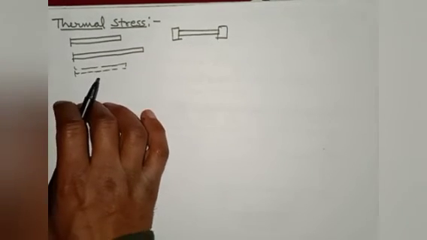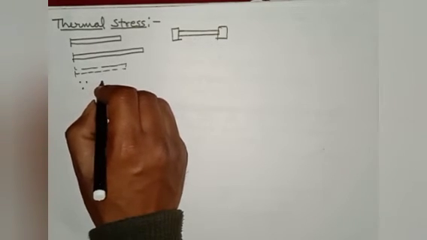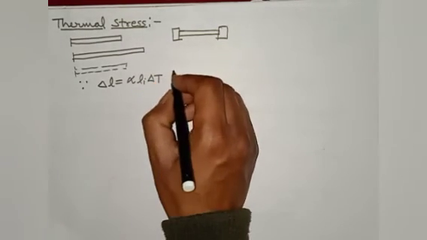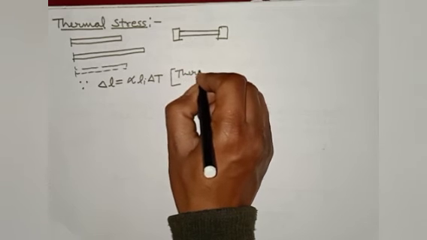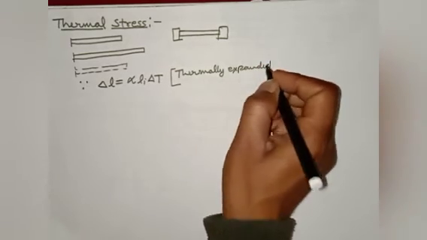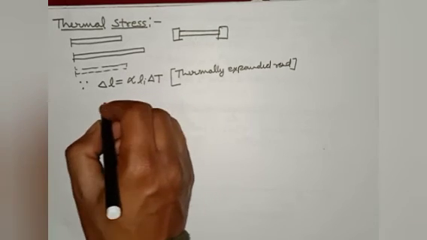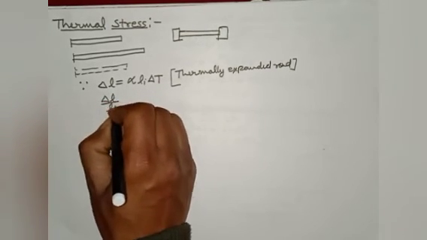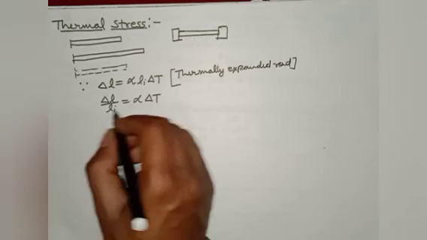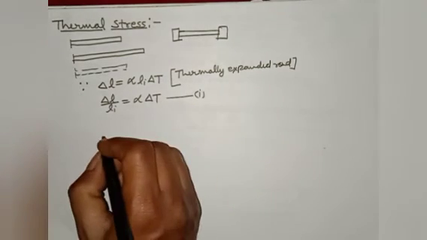Okay, so let's begin. We know that delta L is equal to alpha Li delta T, for a thermally expanded rod. So the next thing is delta L by Li equal to alpha delta T. It is the change in length upon original length. I'm putting it as equation 1.